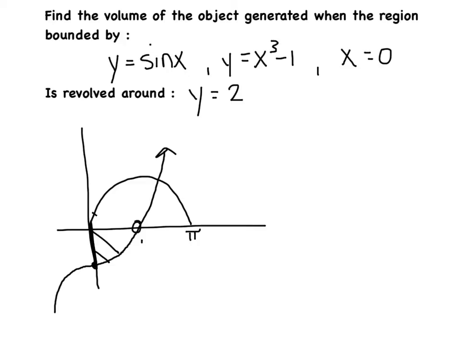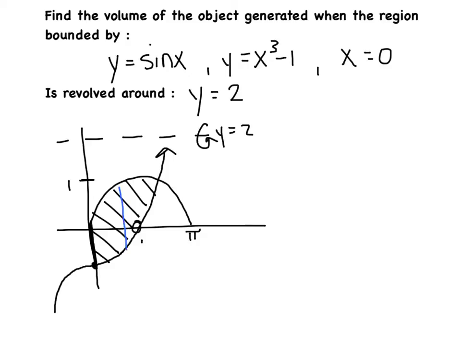So we're looking at this interesting region, very creative looking shape. And now we know the sine curve had a height of 1, so the line y equals 2 is going to be somewhere right around here. Y equals 2, spinning around that line. And let's go ahead and draw our vertical slice.